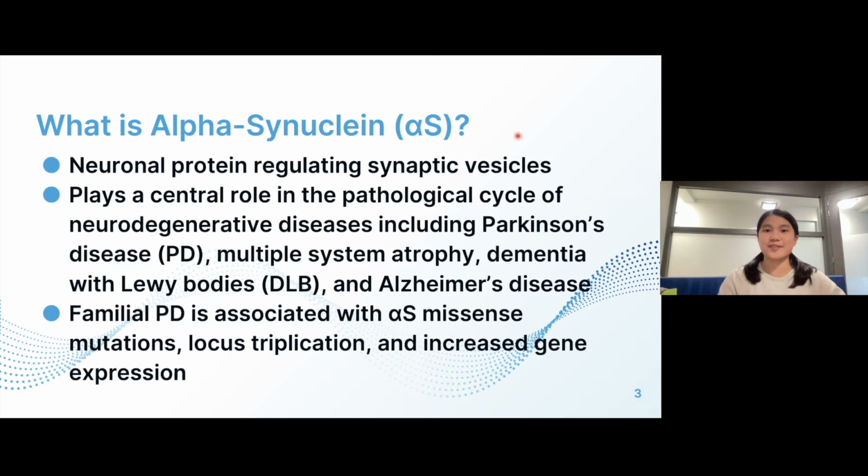So, what is alpha-synuclein? It is a neuronal protein regulating synaptic vesicles and plays a central role in the pathological cycle of neurodegenerative diseases, including Parkinson's disease, multiple system atrophy, dementia with Lewy bodies, and Alzheimer's disease. Familial Parkinson's disease is associated with alpha-synuclein missense mutations, locus triplication, and increased gene expression.